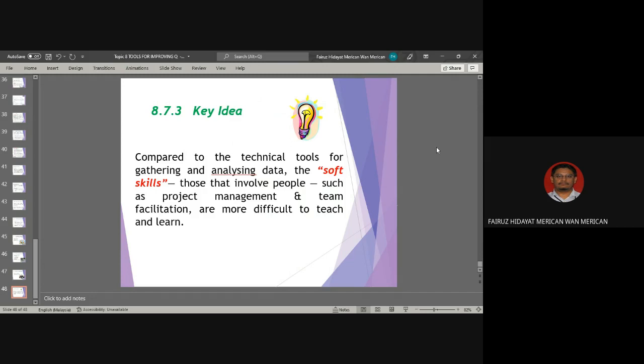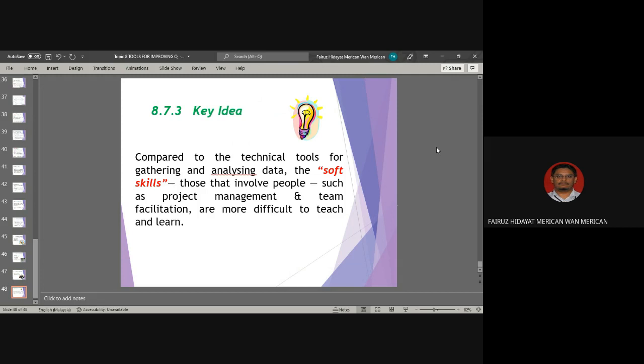Right? So the key idea is that, compared to the technical tools for gathering and analyzing data, the soft skills that involve people, such as the project management, the team facilitation, are more difficult to teach and learn. So what I'm saying is that, it's easy to learn and teach about creative problem solving, right? The fishbone diagram, the what else? The scatter diagram and so on. It's easy to learn. Okay, we can eventually learn and understand and apply.